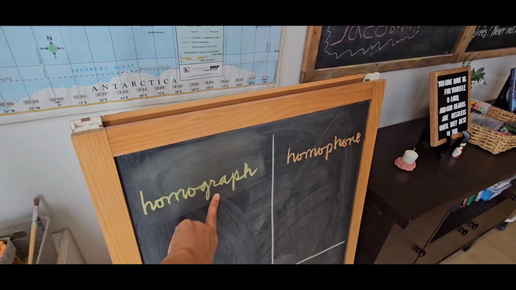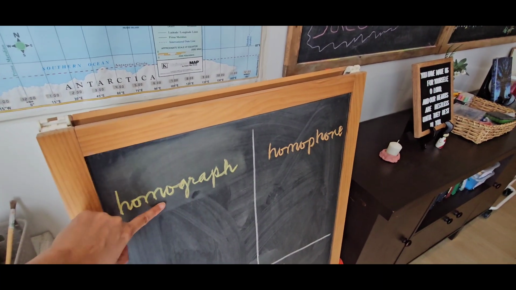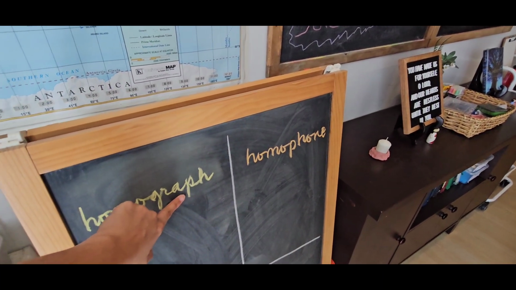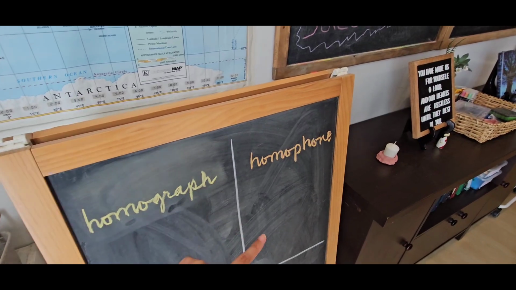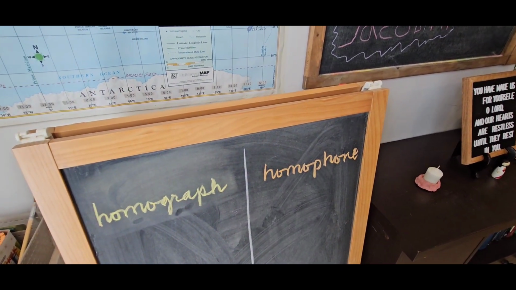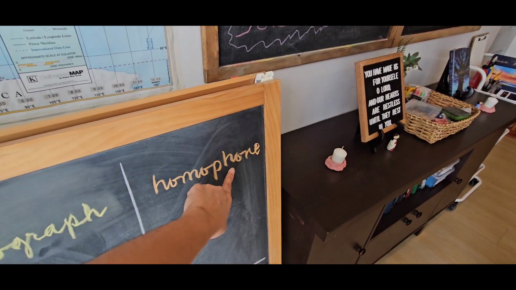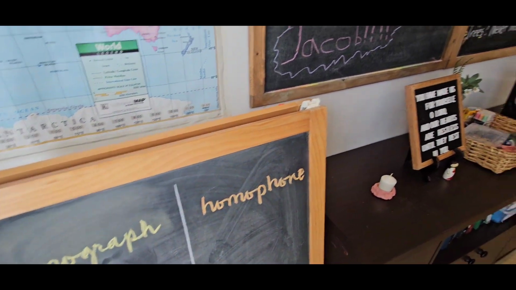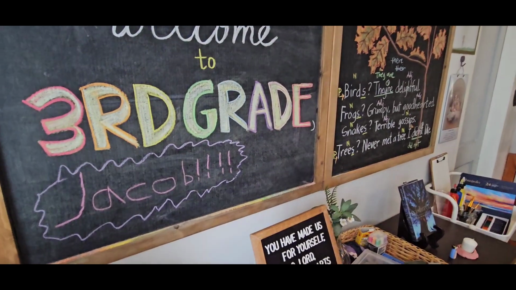Homographs have the same spelling. That's why homograph, graph means to write. So they have the same spelling, and homophones have the same sound but different spelling. So we're going to work on that later.